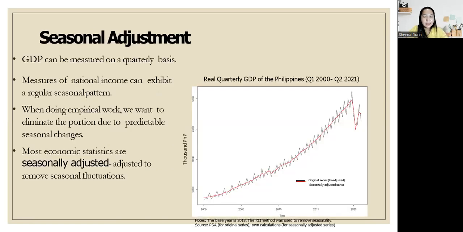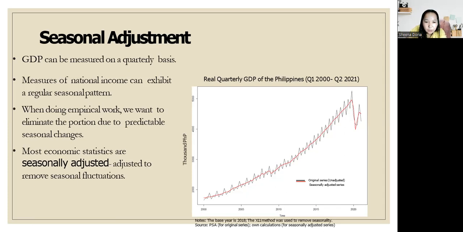Okay, so meron din tayong tinatawag na seasonal adjustment. GDP is measured on a quarterly basis. So measures of national income can exhibit a regular seasonal pattern. So when doing empirical work, we want to eliminate the portion due to predictable seasonal changes. So nag-adjust din naman talaga depende sa season. So most economic statistics are seasonally adjusted or adjusted to remove seasonal fluctuations.